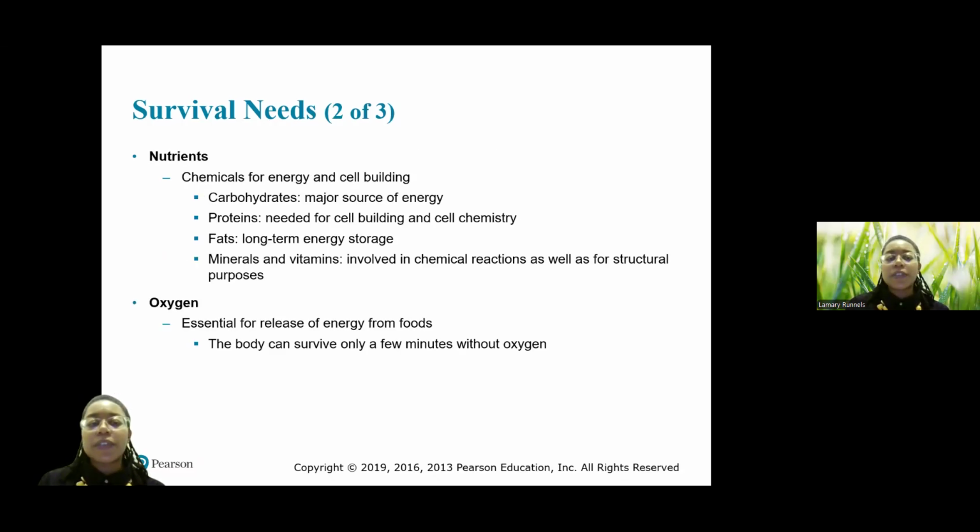We have to have a specific amount of nutrients. We have to have our carbs. We have to have our proteins. We have to have our fats. All right. Carbohydrates are a major source of energy.